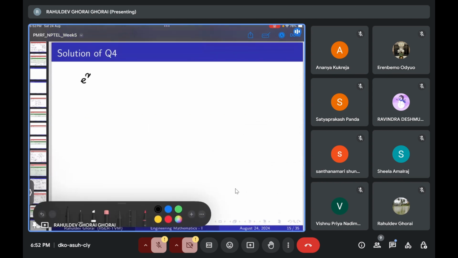So what is being said is that e to the power x square will always be greater than or equal to x square when x is greater than or equal to 1. x greater than or equal to 1 means x square is greater than or equal to 1. So you can prove this.